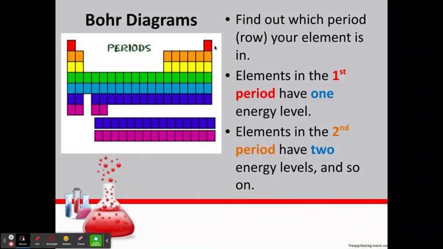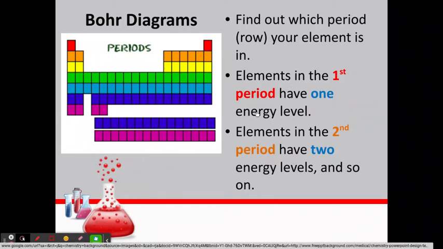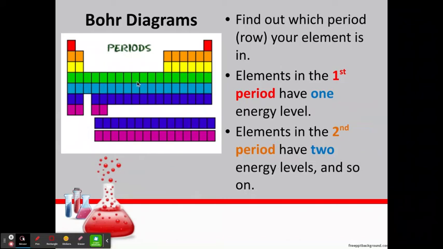So Bohr diagrams: first you need to find out which period you're in. You're in row 1, that's period 1, 2, 3, 4, etc. Elements in the first period just have one energy level. Elements in the second period have two, and so on. Things get much more complicated down here, but again, this is just forensic chemistry, so we're going to keep it simple.